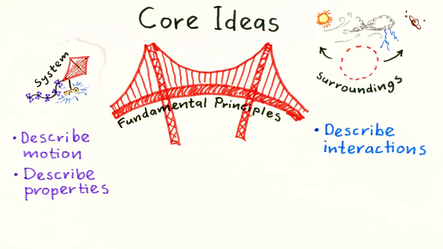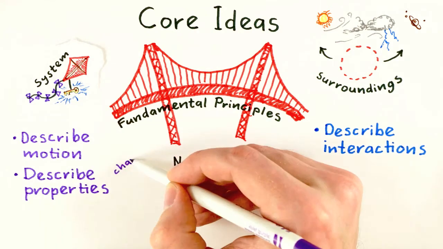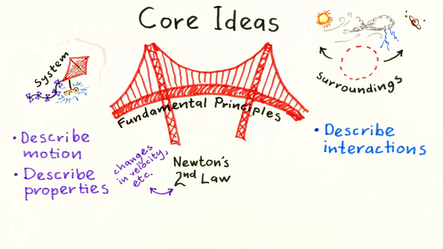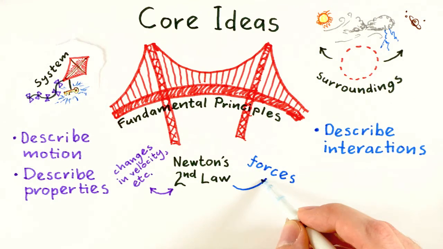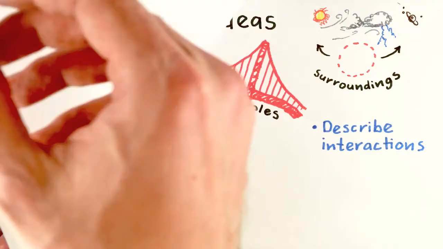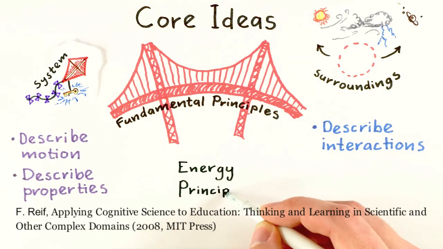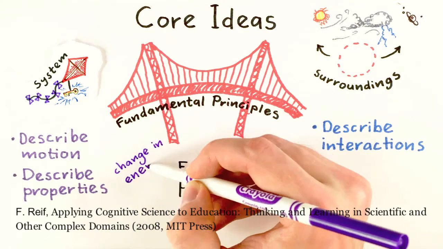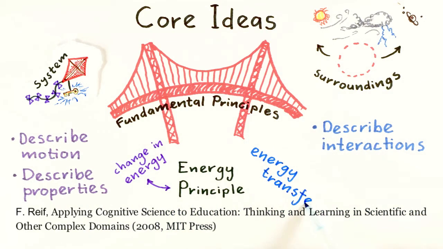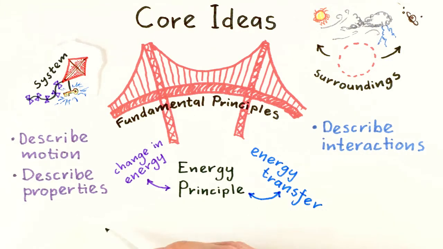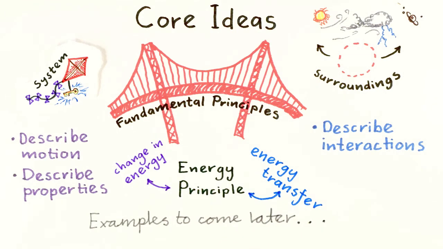Without getting into too many details now, we can say that the first example of a fundamental principle we'll encounter is Newton's second law, which links changes to the system's motion to interactions described by forces. A second fundamental principle we'll come to later links motion changes described by energy changes to interactions described by energy transfer to or from the surroundings. Don't worry if this seems a bit too abstract now. We'll return to this picture repeatedly and flesh it out more clearly with specific examples.